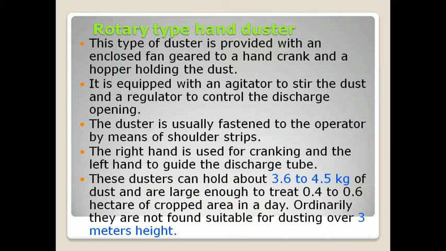The right hand is used for cranking and the left hand to guide the discharge tube. These dusters can hold about 3.6 to 4.5 kg of dust and are large enough to treat 0.4 to 0.6 hectare of cropped area in a day. Generally, they are not found suitable for dusting over 3 meters of height.